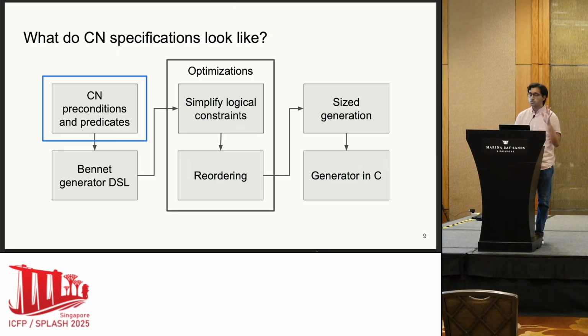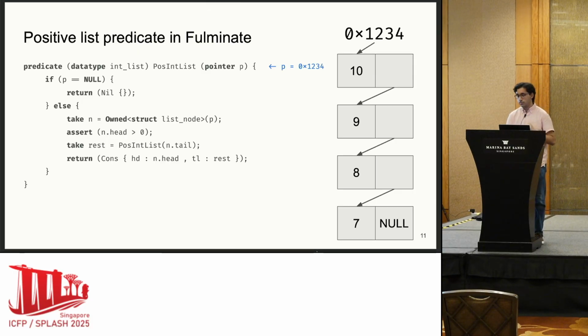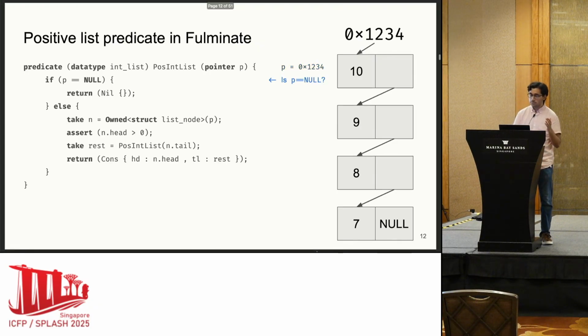So what do CN specifications look like? This might be a little bit of a surprise. I'm going to quickly go through this, looking at it from the angle of Fulminate, so this is instrumentation. We have a concrete heap on the right and a predicate on the left. This predicate is saying that we have a list of positive integers. We give it a pointer, 1, 2, 3, 4, and you check if it's null.